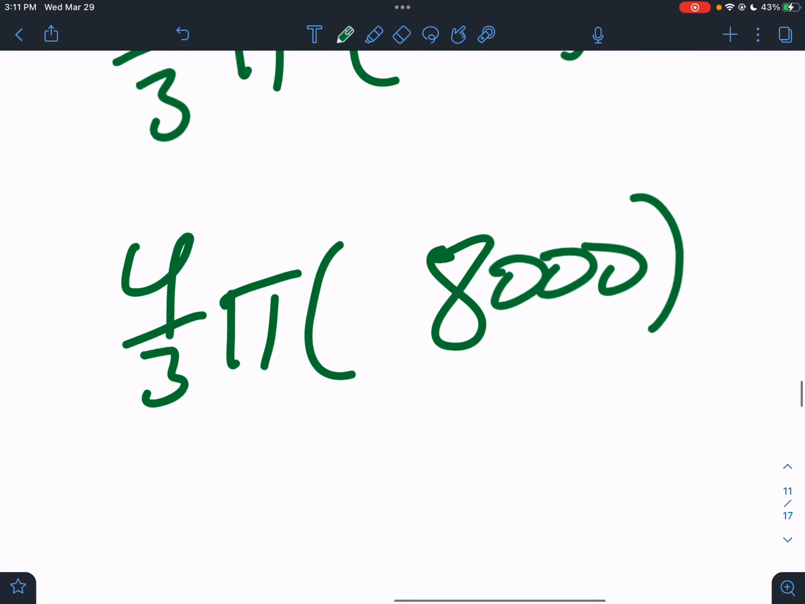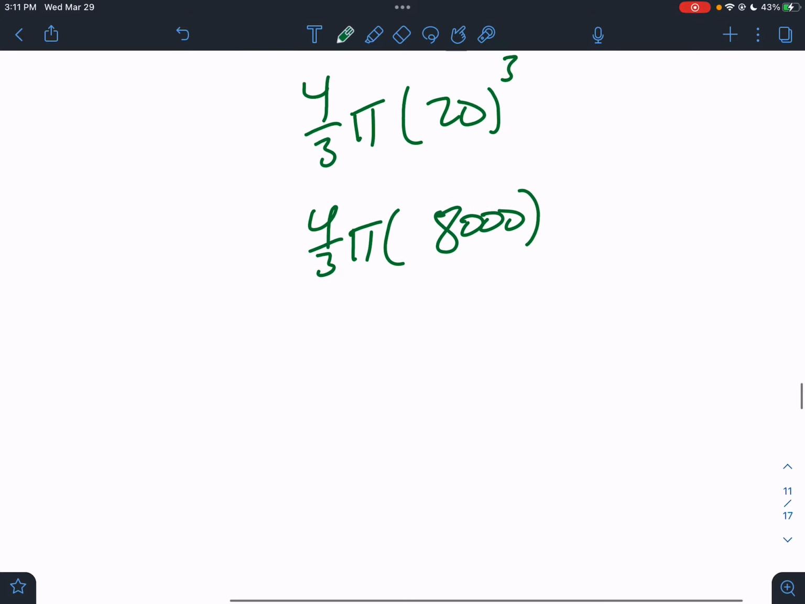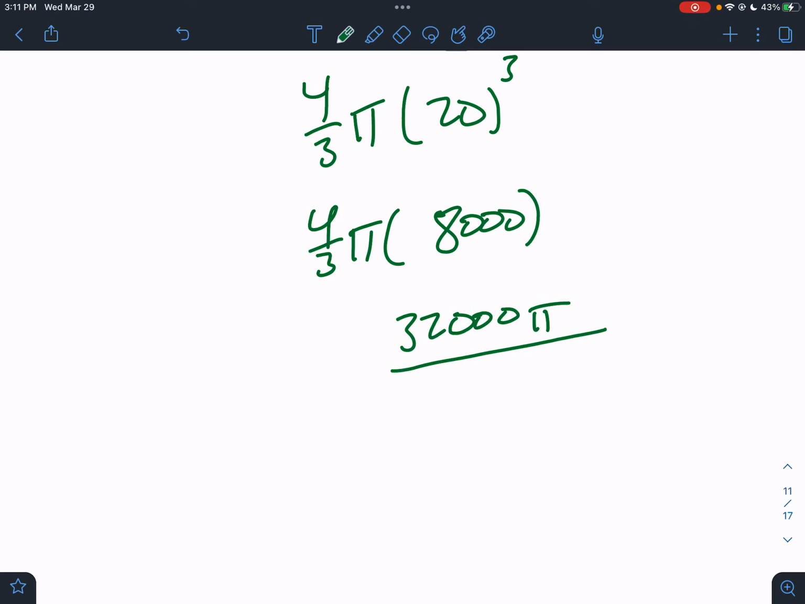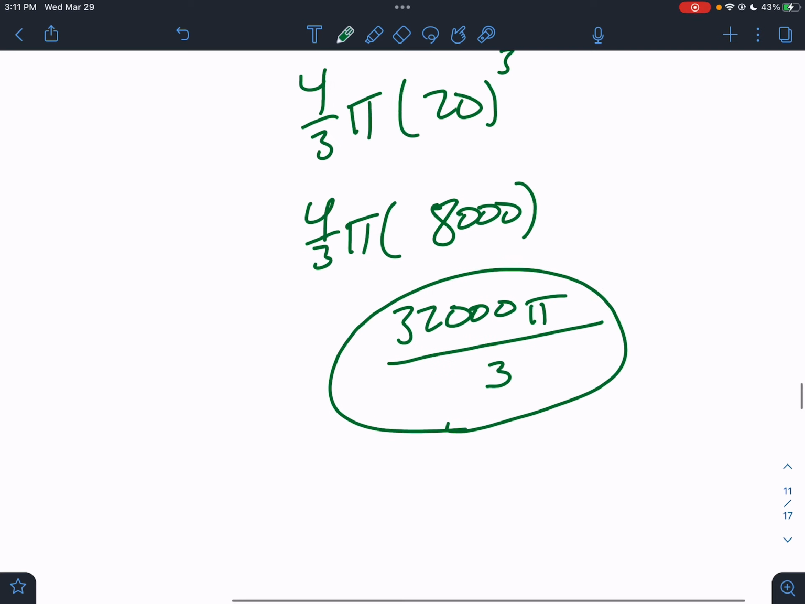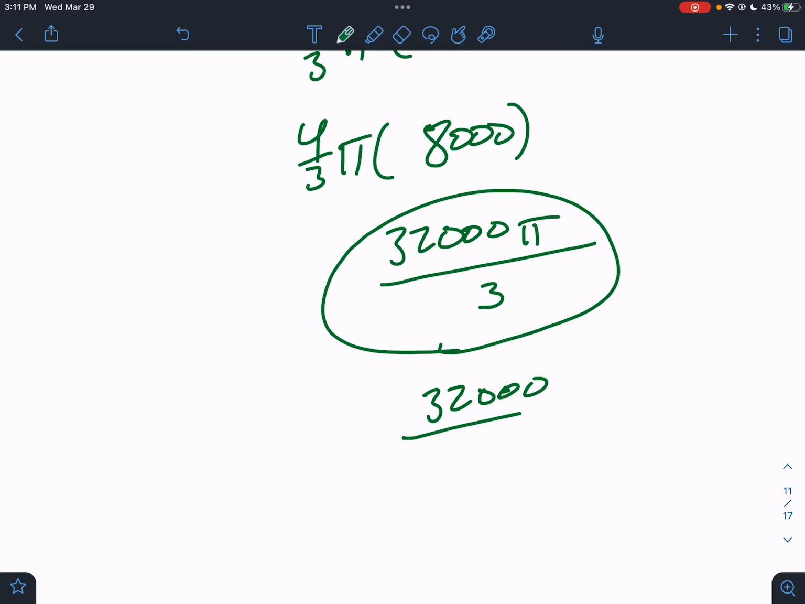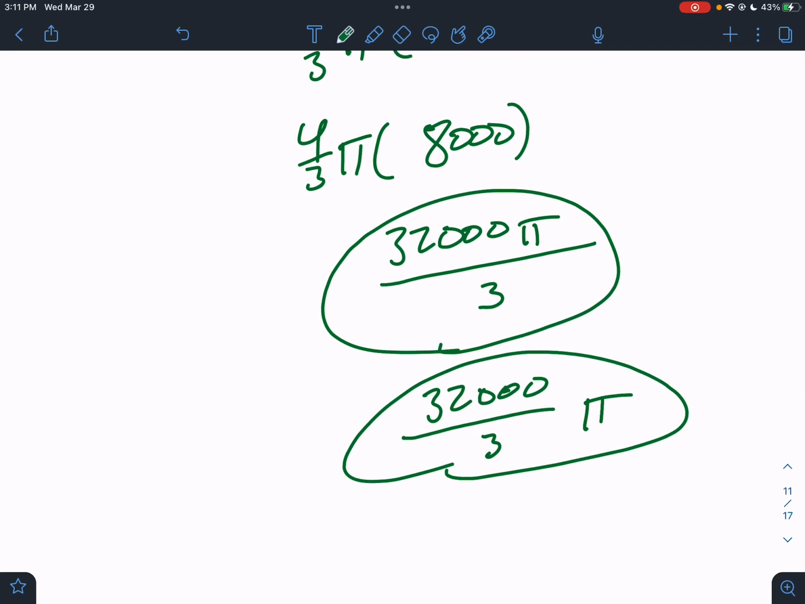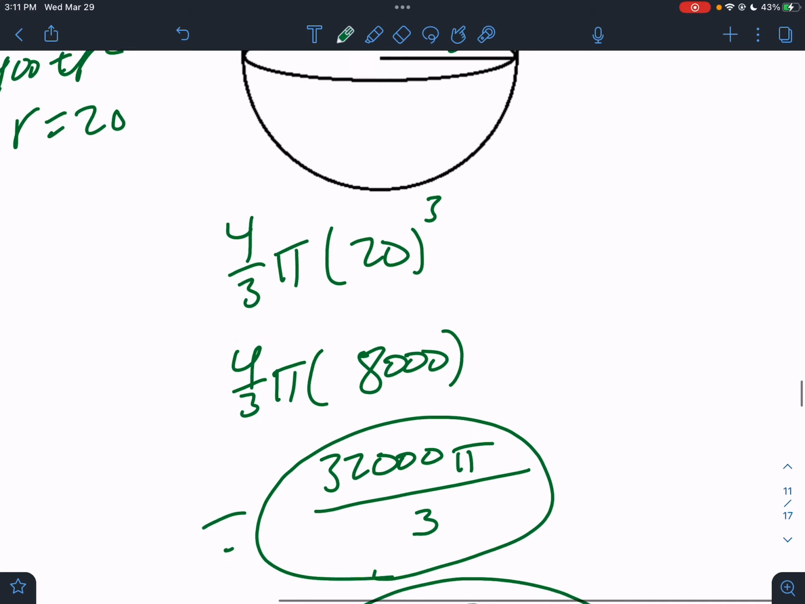Is anything here reduced? Can you divide anything by 3? We always try to reduce first, and we can't. So this one, we don't have to do that. So we're going to multiply. We're going to get 32,000 pi over 3. Just so you know, 32,000 over 3 pi, those are the same thing. They're the same number. Don't get all caught up in that. Just don't put pi in the denominator.